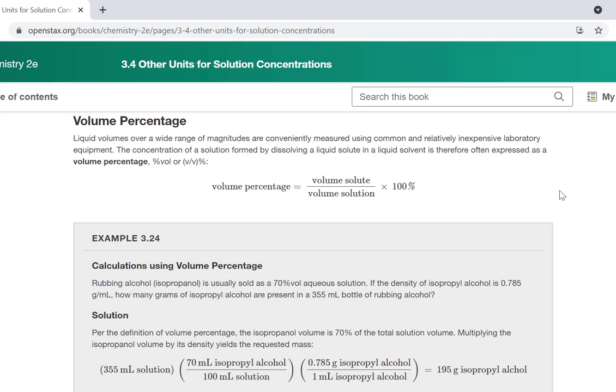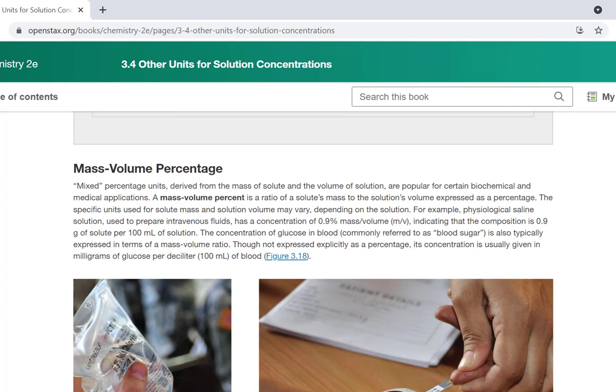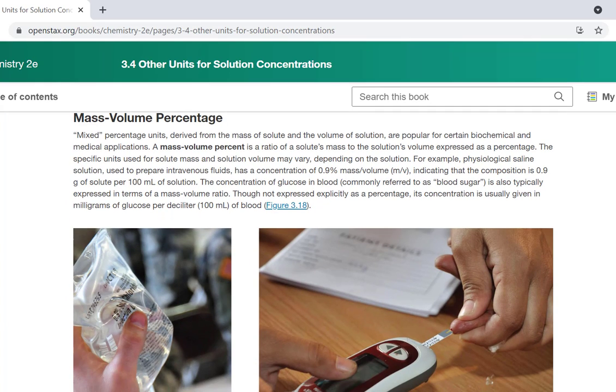Okay, so the calculations you would be doing here would be similar to those for the mass percent. So I will let you investigate those on your own.